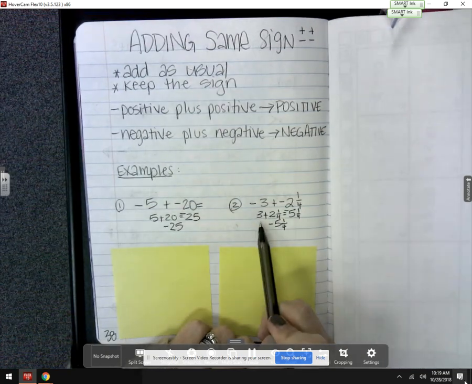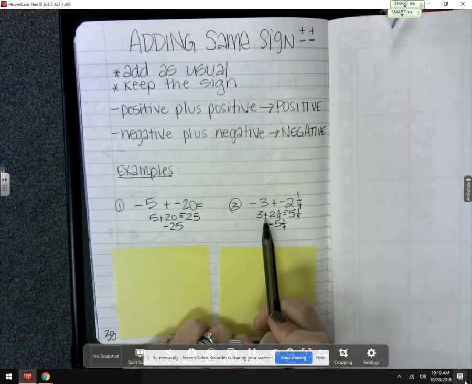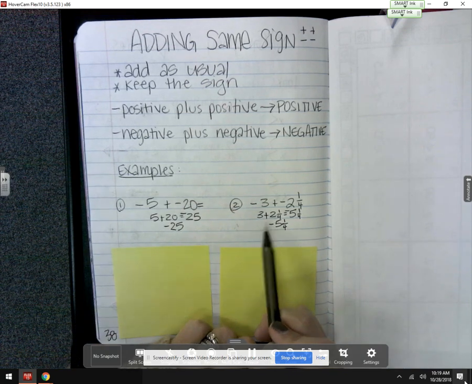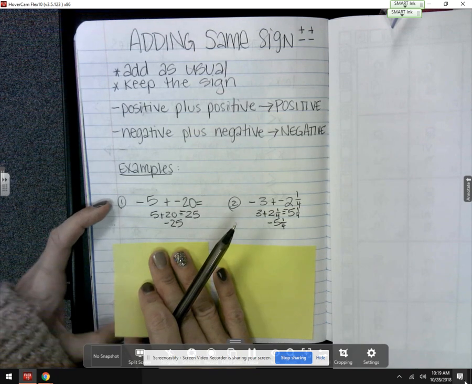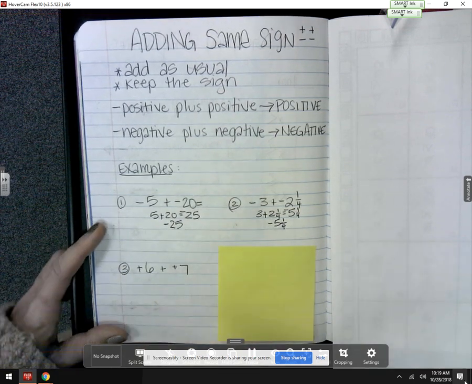And if my 3 had a fraction with it, I would follow my same fraction rules. Maybe I would have to do a common denominator. Maybe I would have to do some regrouping. Either way, the rules with the positives and negatives stay the same.